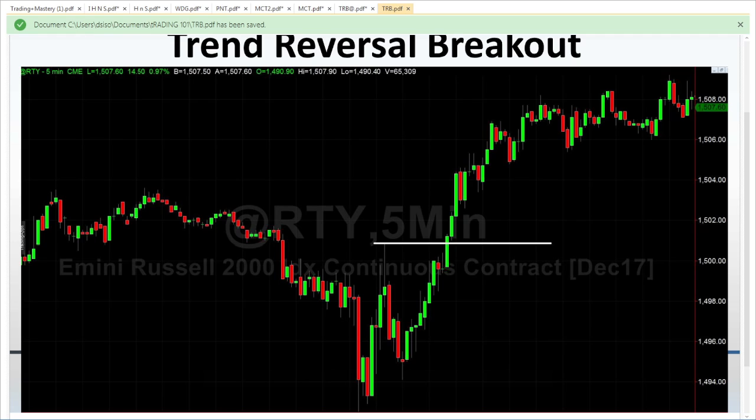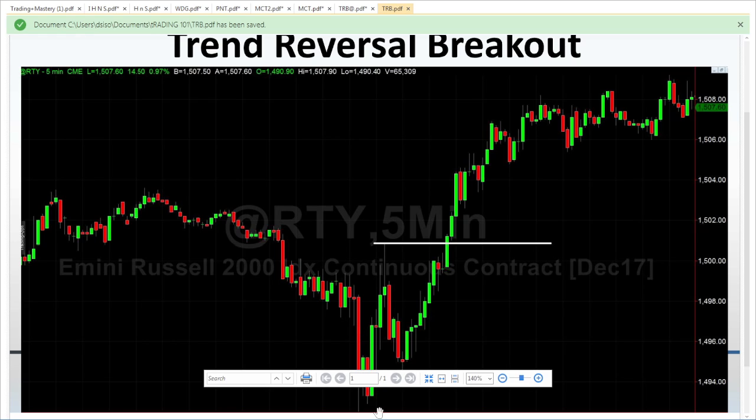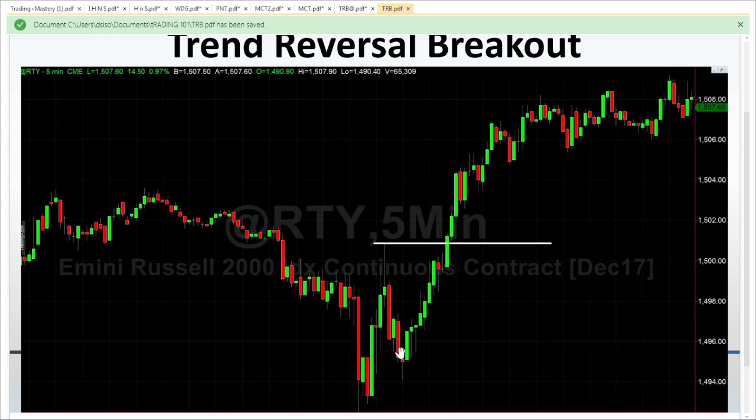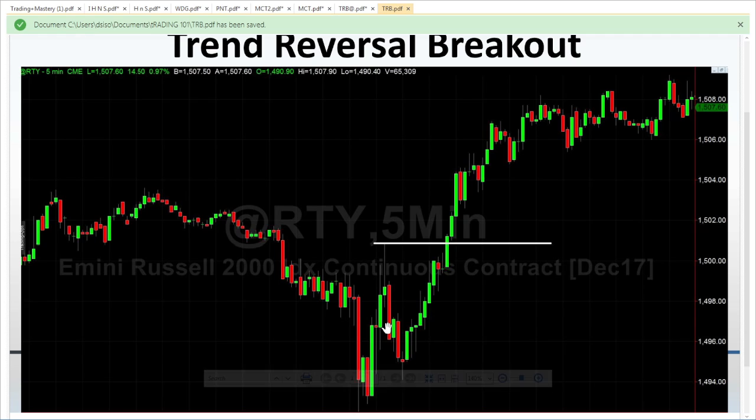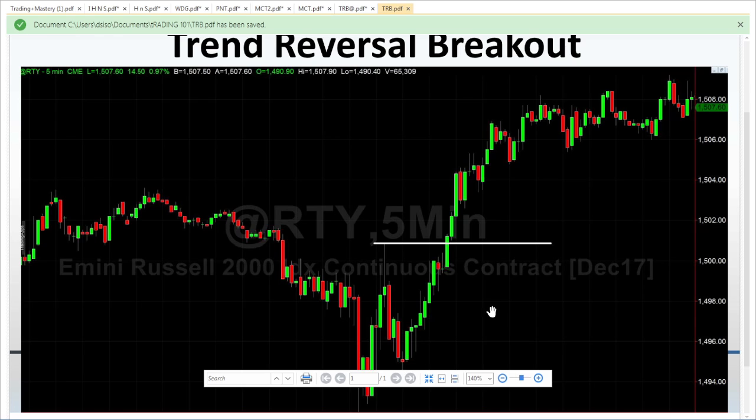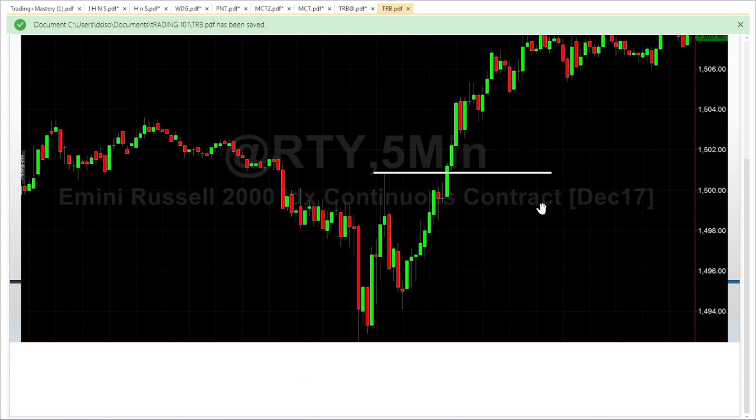So here you see that we have a downtrend in the market, and then we come down and we make this low, come back up and make a lower high. So if it's going to be a long trade, we need it to make a higher low. If we're expecting the market to be bullish, the first move we need is a higher low right here.